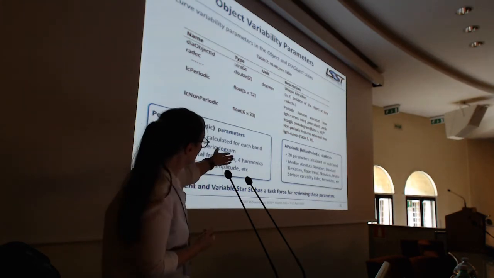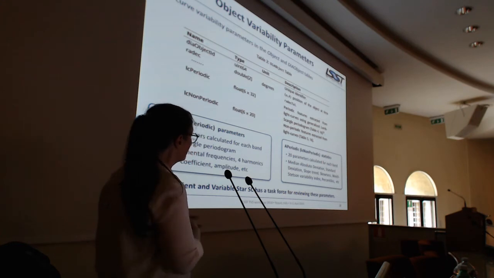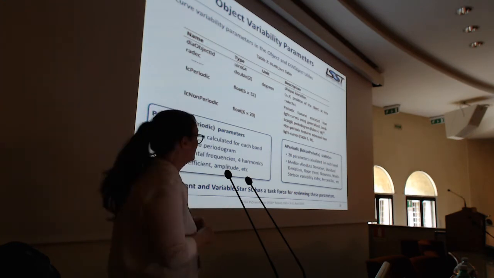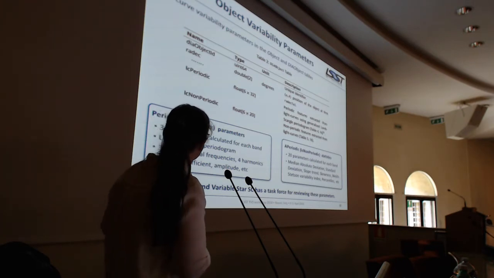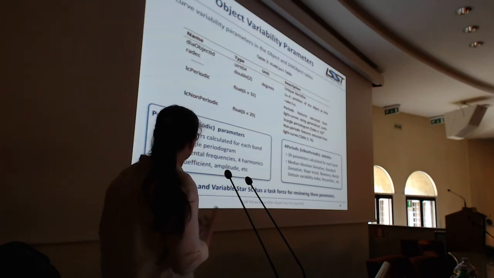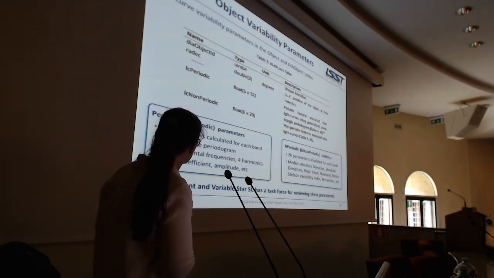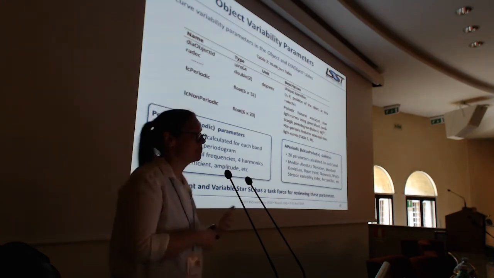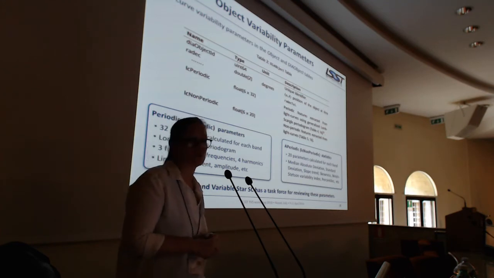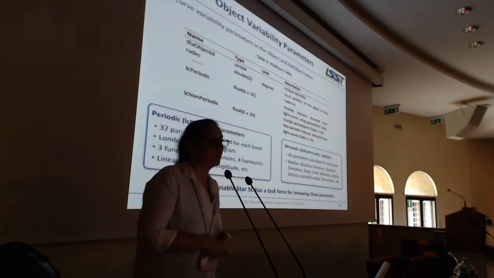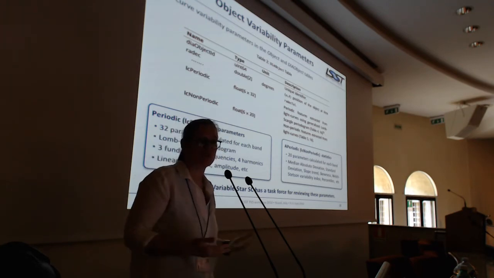So 20 parameters for the aperiodic, things like standard deviation, slope, trend, skewness, a lot of these statistical attributes you will recognize. And for the periodic, there are 32 parameters calculated for each band. The Lomb-Scargle periodogram is used to find 3 fundamental frequencies with 4 harmonics, and linear coefficients, amplitudes, phases, phase differences, etc. are all provided as well. And I think from the science collaboration, we're looking for some feedback on this. So does that suit your needs and how you would use it?